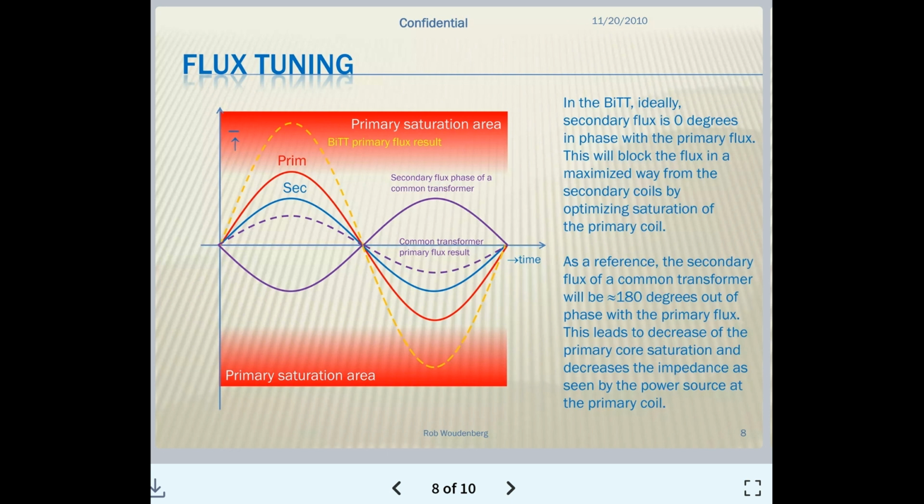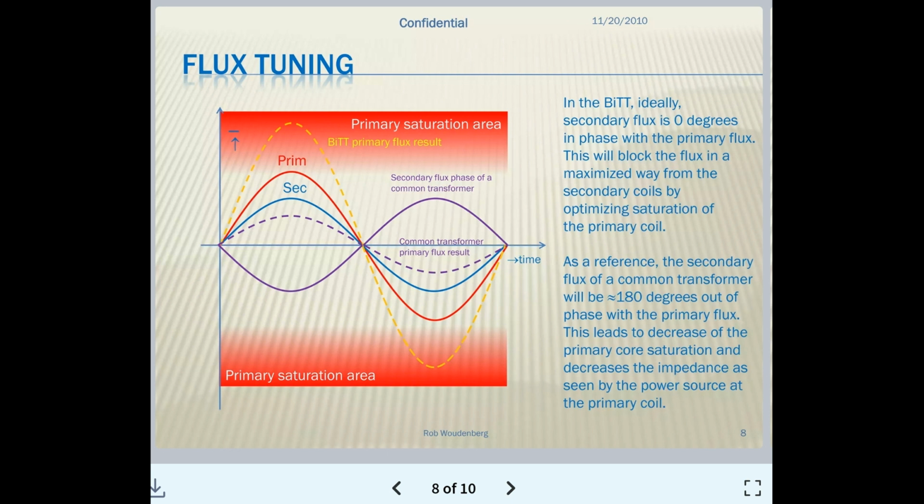Time, I prim, secondary bit, primary flux, resulting secondary flux, phase of a common transformer primary flux result. As a reference, the secondary flux of a common transformer will be 180 degrees out of phase with the primary flux. This leads to a decrease of the primary core saturation and decreases the impedance as seen by the power source at the primary coil.